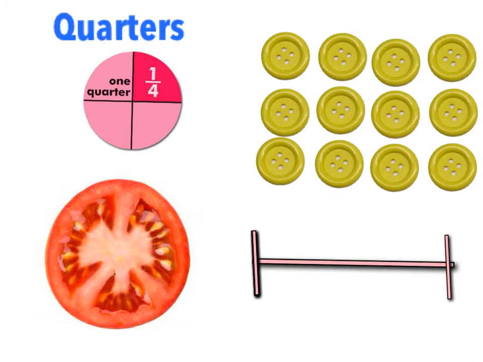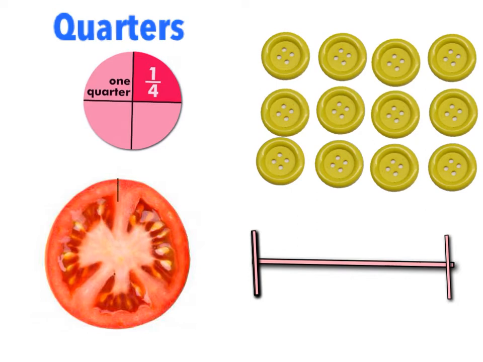Okay, we're going to look at partitioning areas, lengths and collections to create fractions of quarters. So here's my little quarter reminder. So I've got a whole circle here, and the circle has been divided into quarters. So within one whole circle there are 4 quarters, and here is the wording quarter and the numeric fraction 1/4. So first of all we're going to look at this delicious slice of tomato, and we're going to partition the area of that tomato to create quarters.